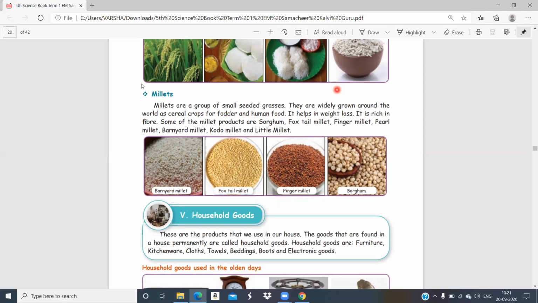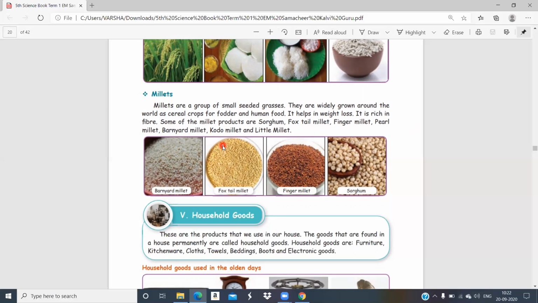Next, millets. Millets are a group of small-seeded grasses. They are widely grown around the world as cereal crops for food and human food. It helps in weight loss. It is rich in fibers. Some of the millet products are sorghum, foxtail millet, finger millet, pearl millet, barnyard millet, kodo millet, and little millet.